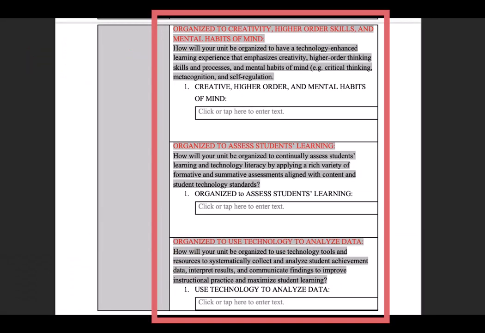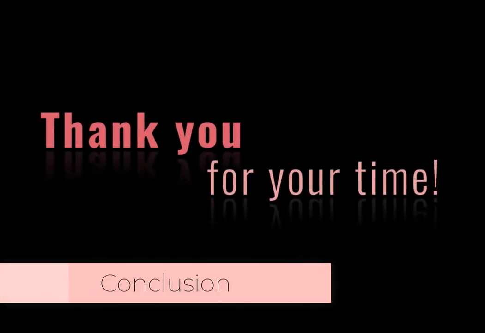In this section, you will first list how your unit will be organized in order to develop habits of mind. Next, how your unit will be organized to develop technology skills. And lastly, how your unit will be organized to use technology to analyze data. As you can see, when putting all 3 stages together of the Understanding by Design method, it can help meet the needs of your students by considering every element discussed in each stage and incorporating all of the important steps in the learning process.